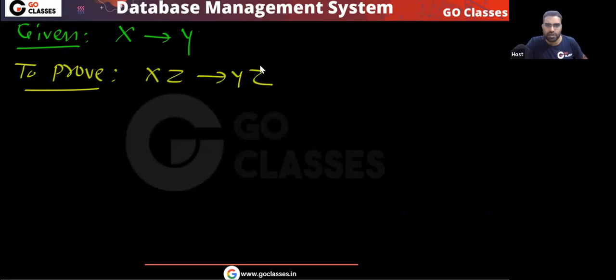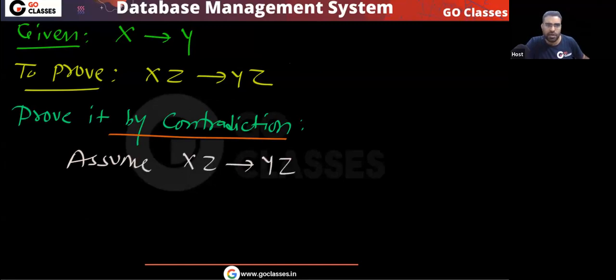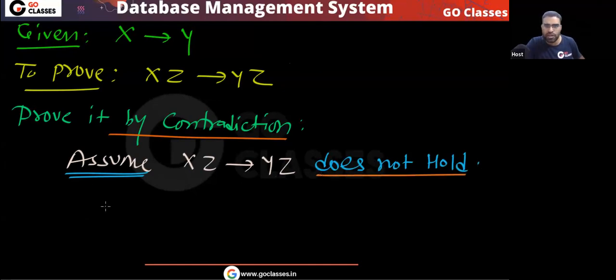So we can prove it by contradiction. How to prove it by contradiction? What I will try to do is assume that this functional dependency does not hold. Just for a moment, assume that this functional dependency can be violated, that it is not true.